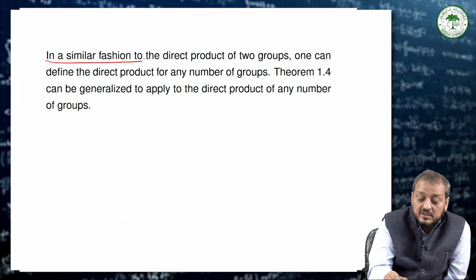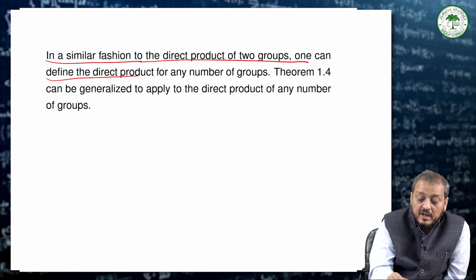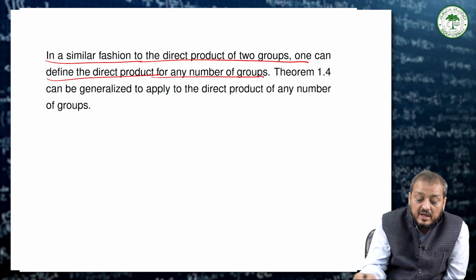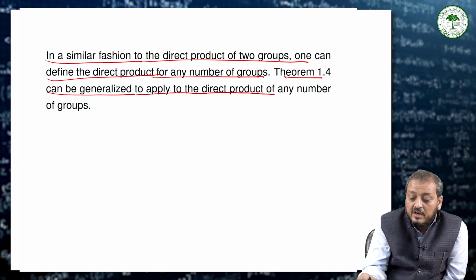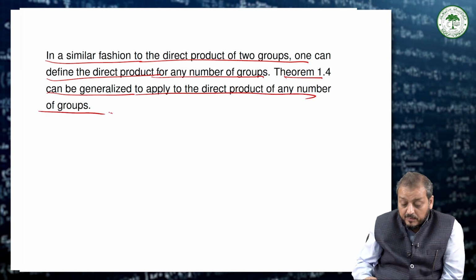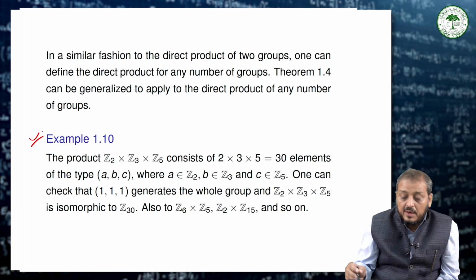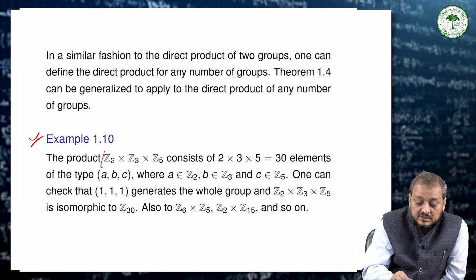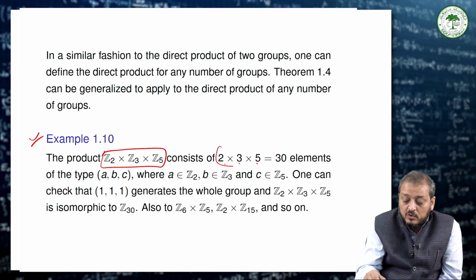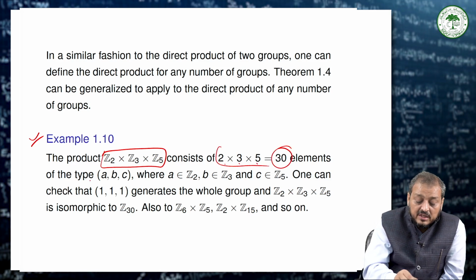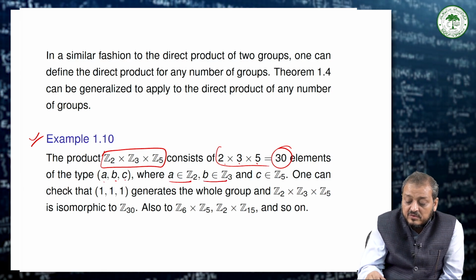In a similar fashion to the direct product of two groups, one can define a direct product of any number of groups, and this means theorem one can be generalized to apply to the direct product of any number of groups. For example, if we have Z2, Z3, Z5, then the total is 30 elements, and we have all the elements of A, B, C types. A is an element of Z2, B of Z3, and C of Z5.